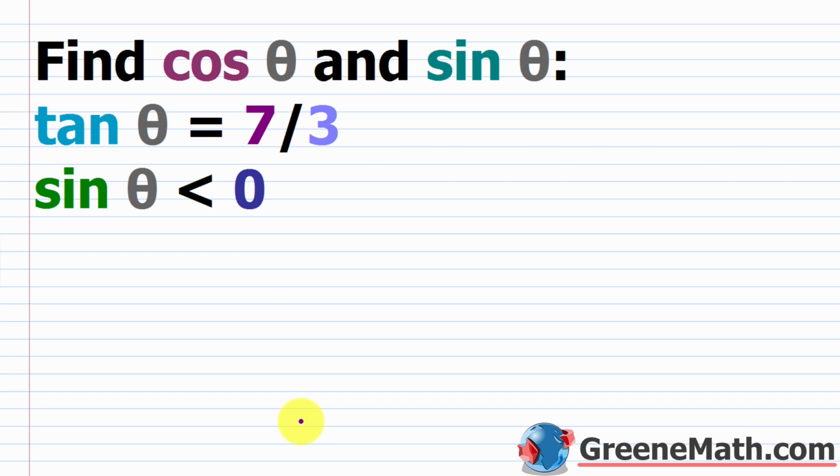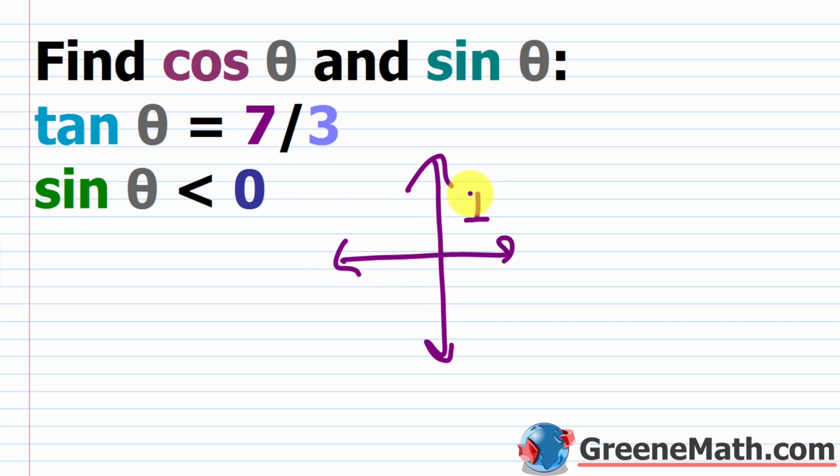All right, so let's look at our first example here. We're going to use the identities to find cosine of theta and sine of theta, given the fact that the tangent of theta is 7/3 and the sine of theta is less than 0, meaning it's negative. So first and foremost, think about the quadrant you're going to be in. Remember that all students take calculus. So we have our 4 quadrants, 1, 2, 3, I'll put 4 marks there, should be 3. So 3 and then 4.